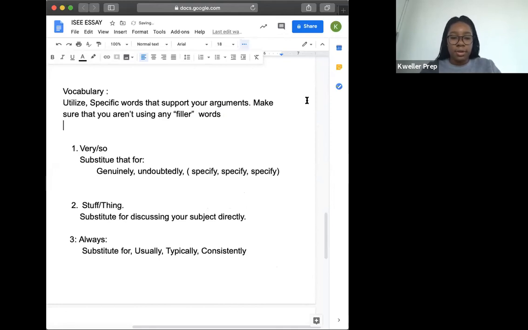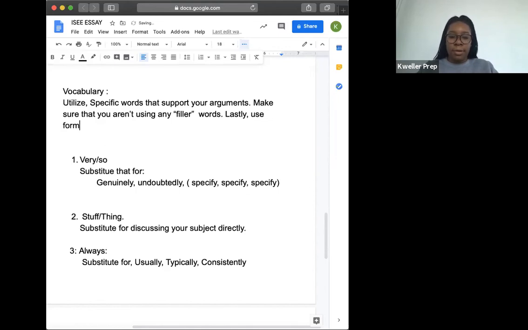And also, lastly, make sure that the words that you use show the best of your vocabulary, show that you have a strong vocabulary. So you want to use formal vocabulary that best exemplify.